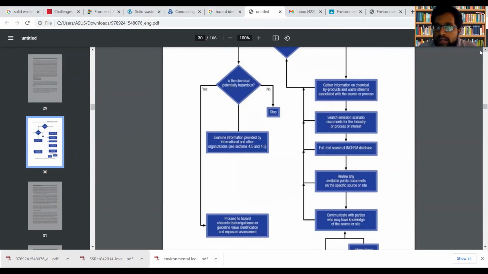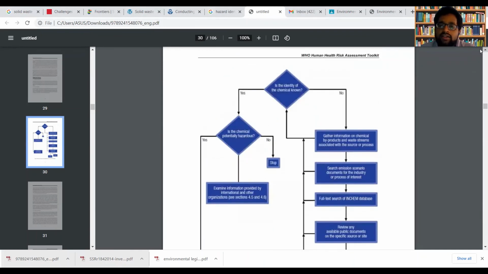Now, in the other part, where the identity of the chemical is not known, you have to track the identity of the chemical. In such a case, the step will be to gather the information available on chemical byproducts and waste streams which are associated with the source or process. You don't know the exact identity of the source, so what are the byproducts and what are the waste streams associated with it? You have to gather the maximum information available.